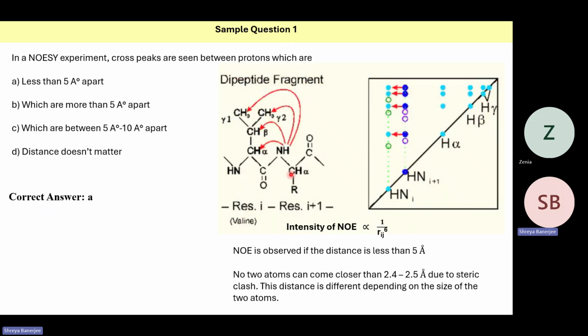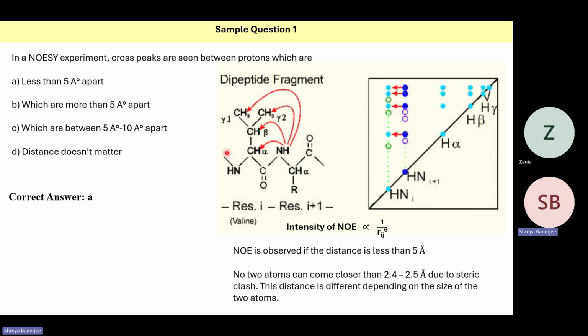If you remember, NOESY is the correlation between protons which are not connected by bonds. It happens through dipolar coupling. So protons that are close to each other in space will show NOESY correlations. And the intensity of NOESY is directly proportional to 1 by r to the power 6, where r is the distance between the protons. Up to less than 5 angstrom, it is visible. More than that, the intensity becomes so less that it is not detectable.